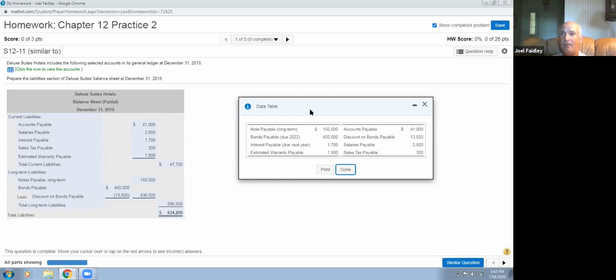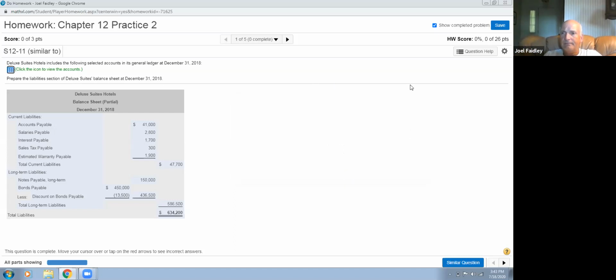And yes, there's a portion of your long-term that's going to be current, like a note payable, for example. If you're going to pay off some portion of a long-term note payable in the next 12 months, you've got to move part of that to current. So again, you can see the solution. I don't have to belabor the point here.